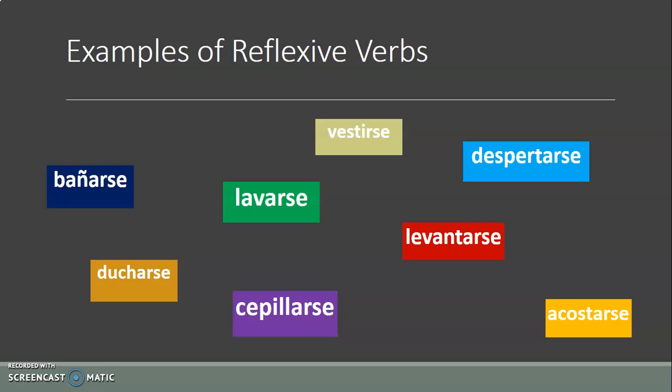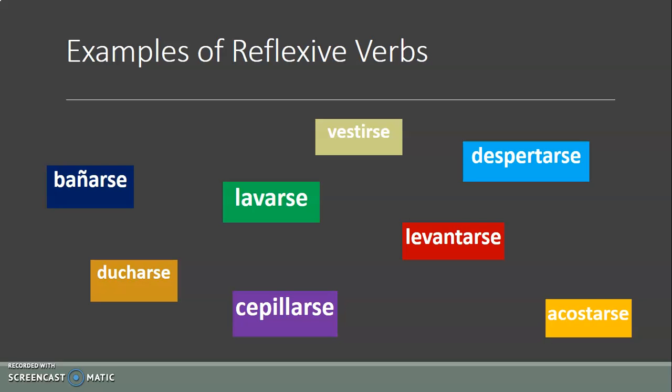Similarly, duchar would mean to shower, and it probably wouldn't make sense on its own, but ducharse means to shower oneself or to take a shower. We also have vestirse. If you look at the top in the middle, you'll see vestirse. Vestirse means to dress oneself. Lavarse, right below that one in green. Lavarse means to wash oneself. And honestly, we don't usually talk about washing ourselves. We usually say bañarse, to bathe ourselves, or ducharse, to shower ourselves.